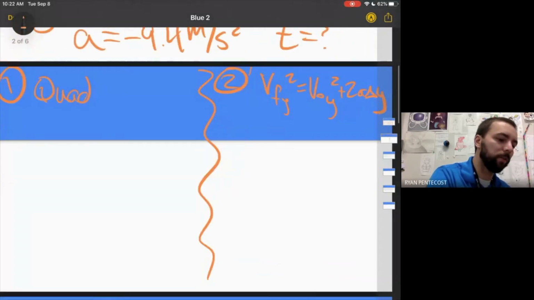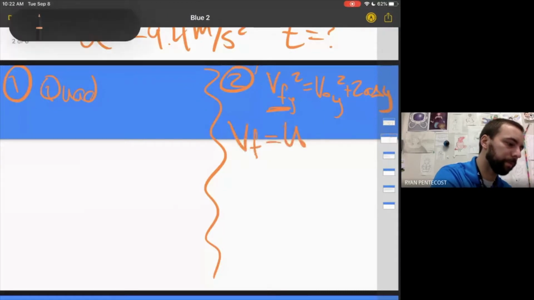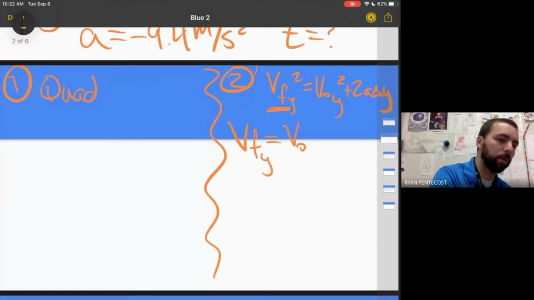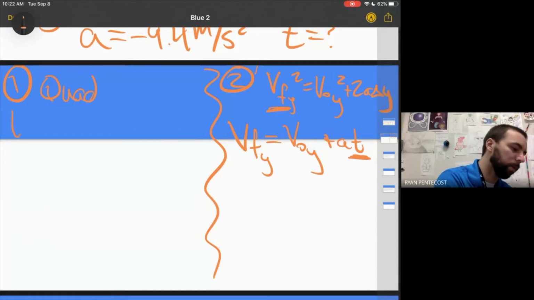So we can solve for that, solve for v final, then use that in vf equals v naught plus at to find time. So we can either go 2 steps or 1 step. I would prefer the 1 step, just use the quad. But remember, the quad is complicated, so you're going to have to go with what you're most comfortable with.